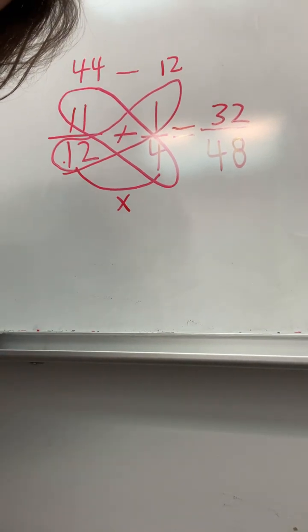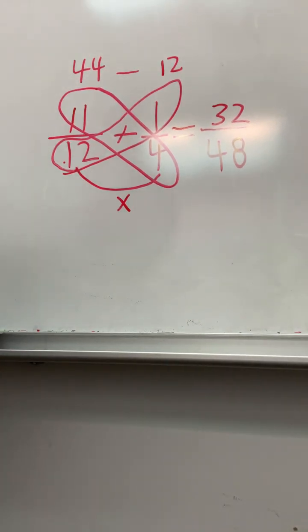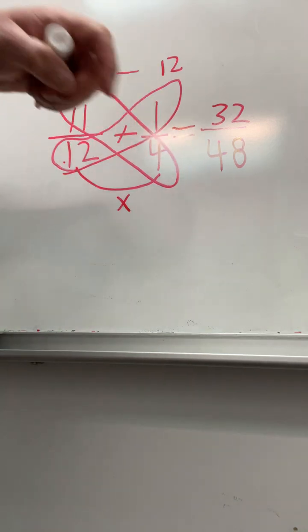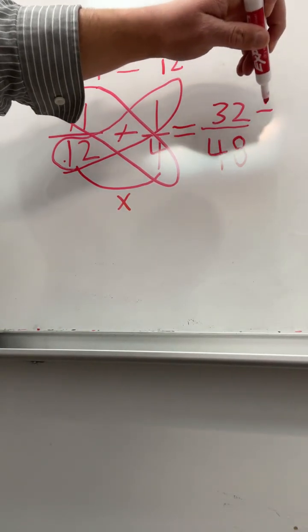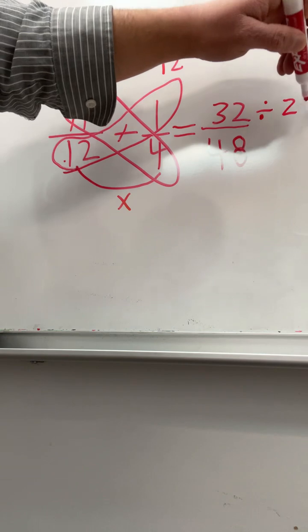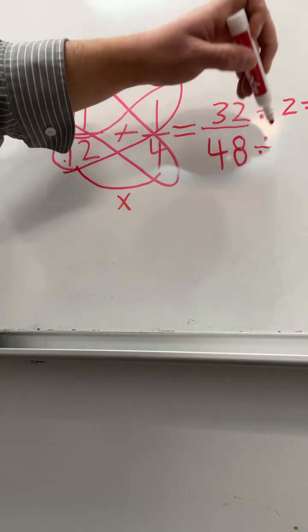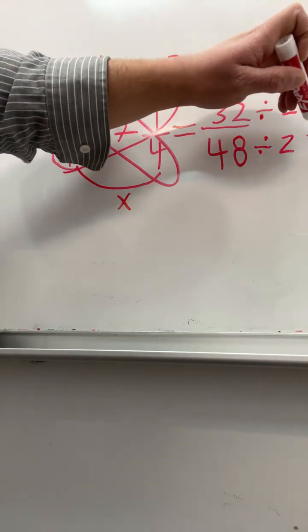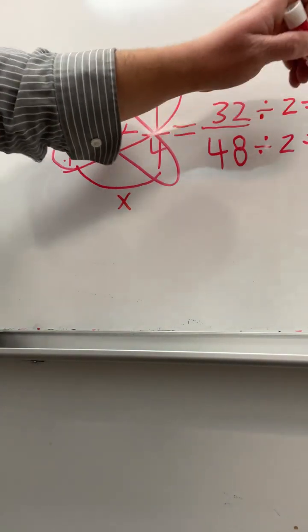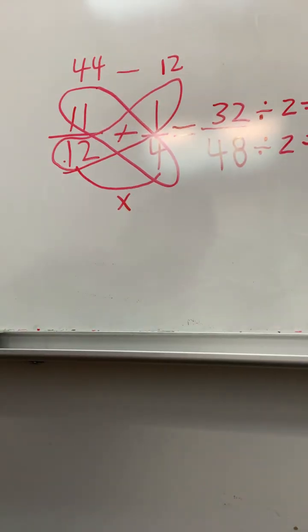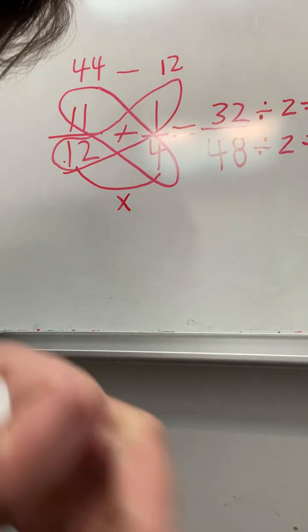Now there is a way to simplify that. We can simplify it by finding a common factor. Now, one common factor between every even number is 2. 32 and 48 are both even numbers, so if you divide them by 2, 32 divided by 2 equals 16. 48 divided by 2 equals 24. So we've now simplified our answer to 16/24.